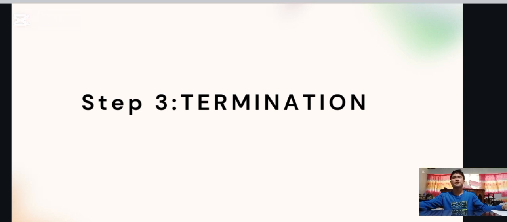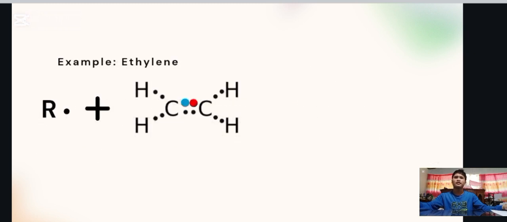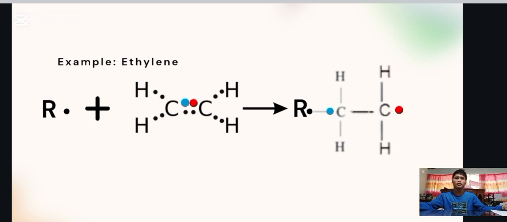Step 3, termination. The process gets terminated when any two free radicals combine, thus pairing their unpaired electrons and forming a covalent bond that links two chains together. Example, ethylene and a radical. We can see right away that ethylene is a bonded molecule and not a radical. When we add them together, it becomes a radical, and it continues to grow its chain as a polymer. This is not a termination.